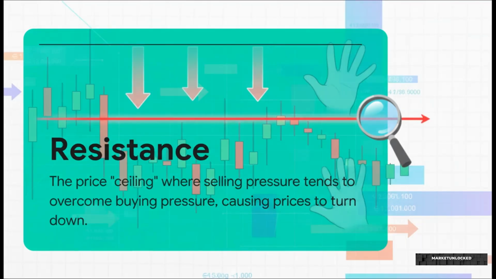And on the flip side, you've got resistance. And you probably guessed it, that's the ceiling. This is the point where sellers start thinking the price is getting a little too high, and it's a great time to take some profits. They start selling, supply floods the market, and boom, the price gets pushed back down.